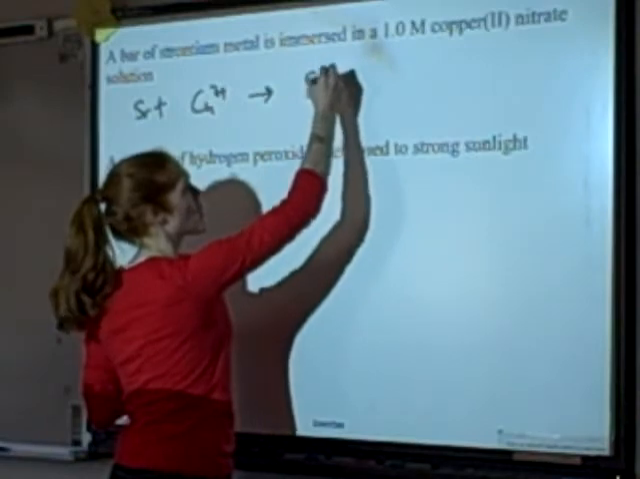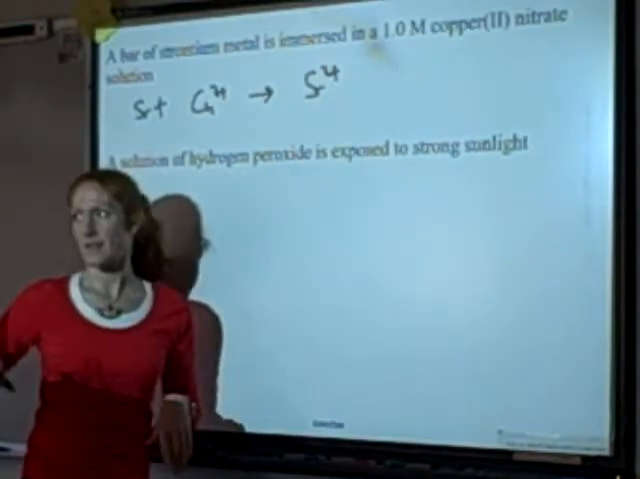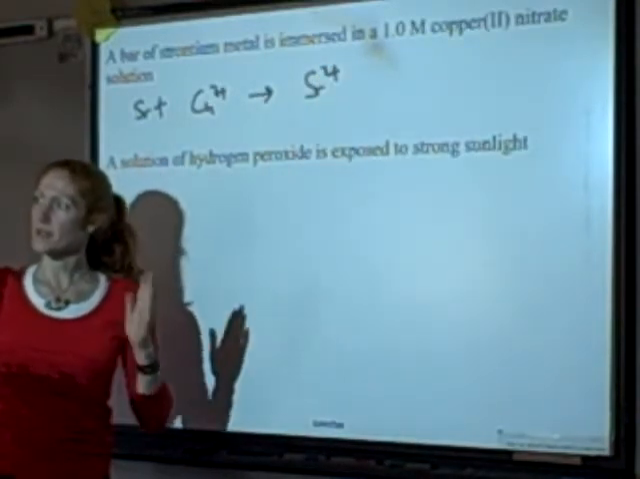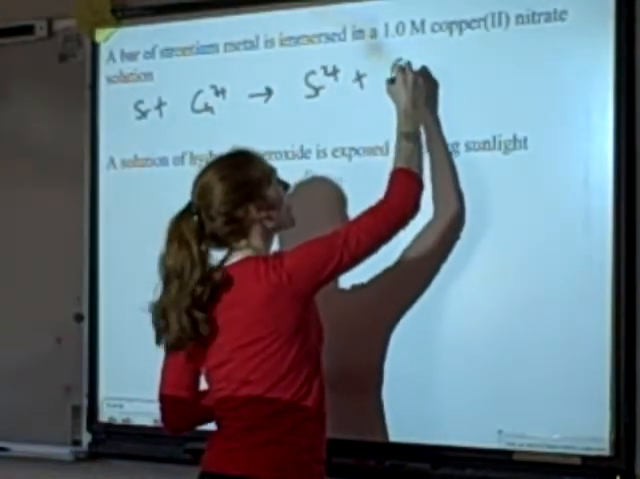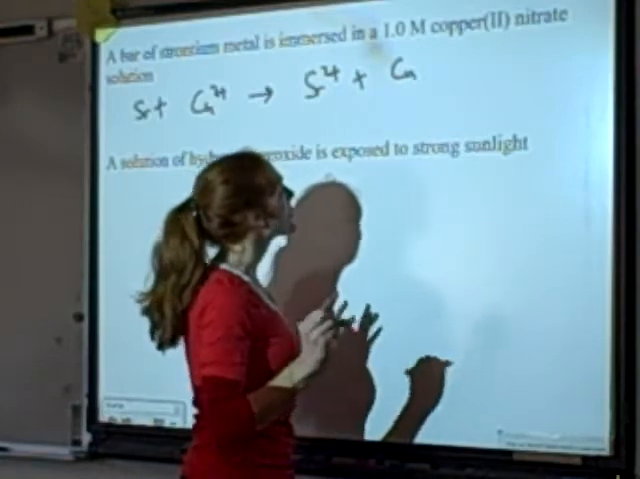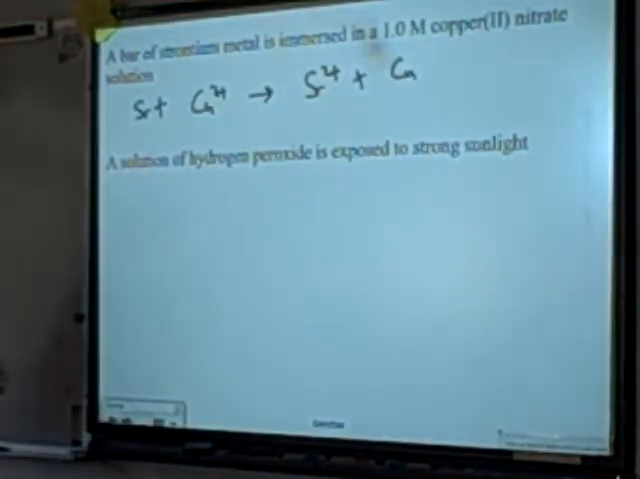Strontium forms a 2+ charge when it's oxidized. I know that because it's an alkaline earth metal. It's in the second column. So that means the copper, I could either make it a 1+ or just make it 0. I believe they're both acceptable. It's balanced.